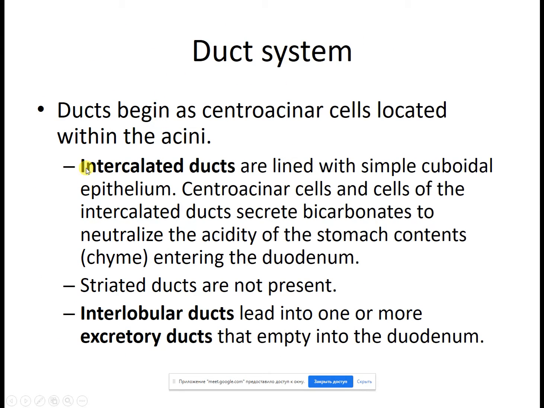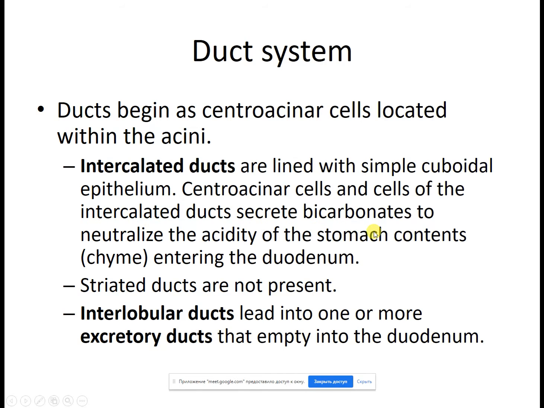Duct system: as I said, we have intercalated ducts and interlobular ducts only. They are simple cuboidal epithelium, centroacinar cells. I want to pay attention to centroacinar cells. They secrete bicarbonates. It is one more gland which produces bicarbonates into the small intestine, which is necessary to neutralize the acidity of the stomach.